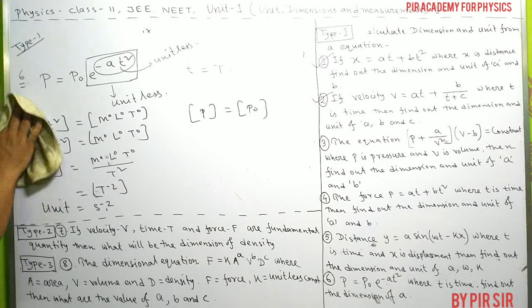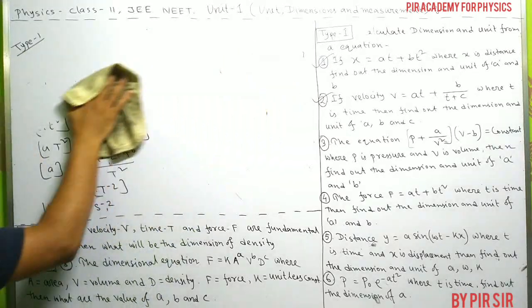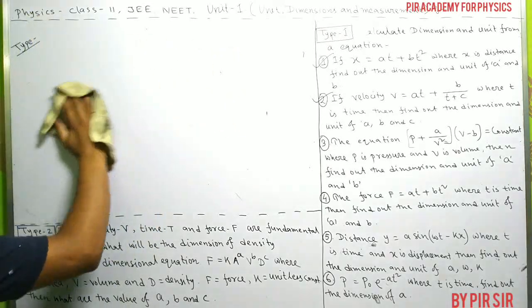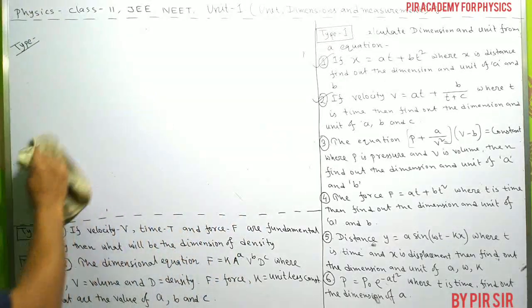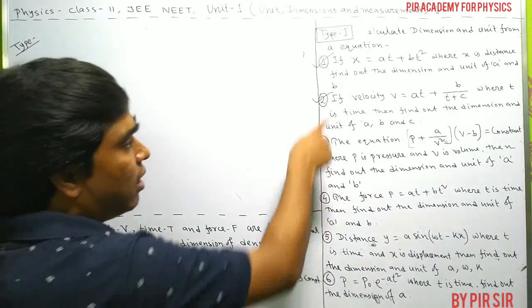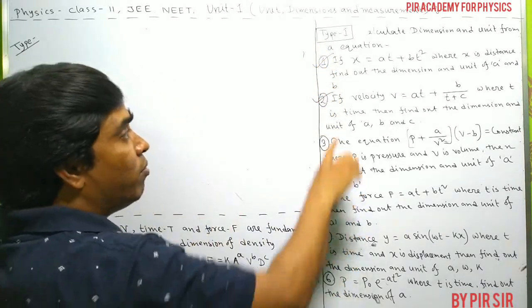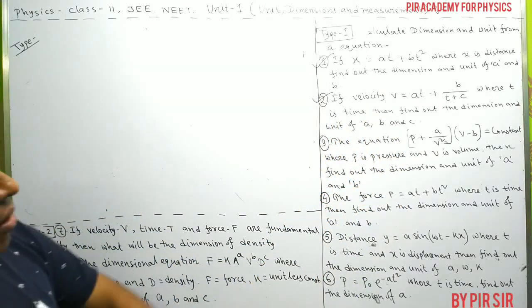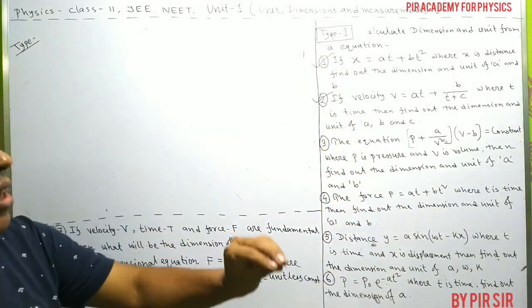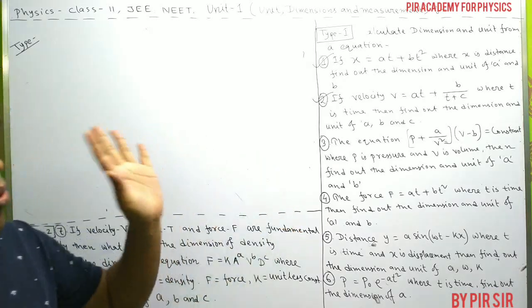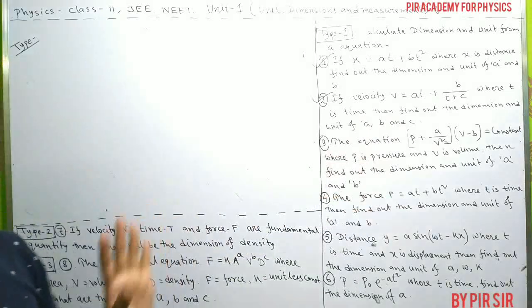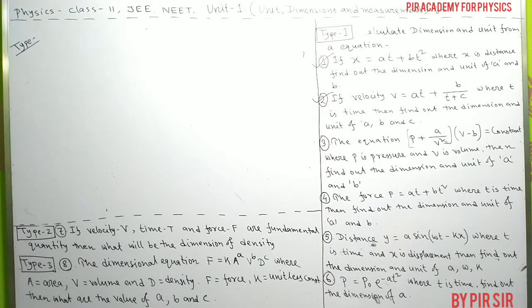And here I have completed all the questions of type 1. If you understand these 6 problems, then you will be able to answer any problem related to this function. Now problem type number 2.